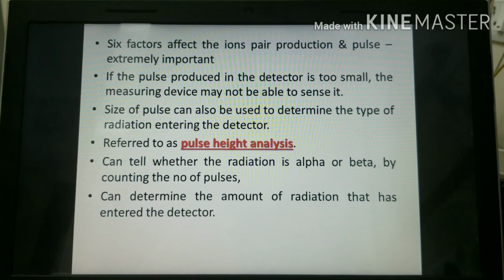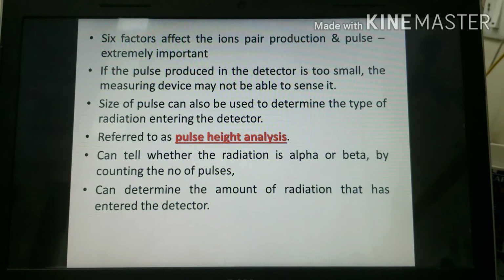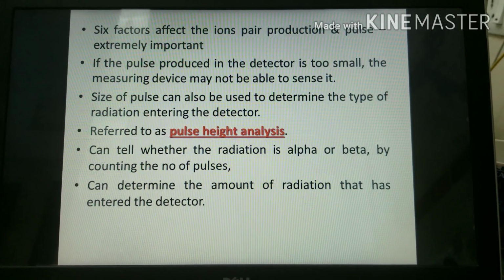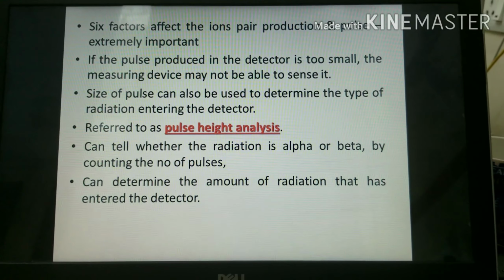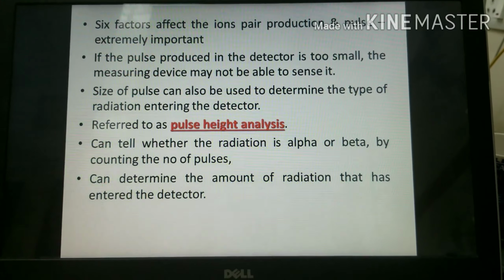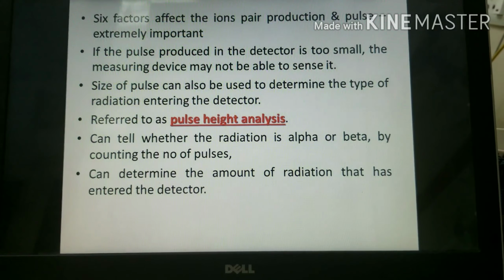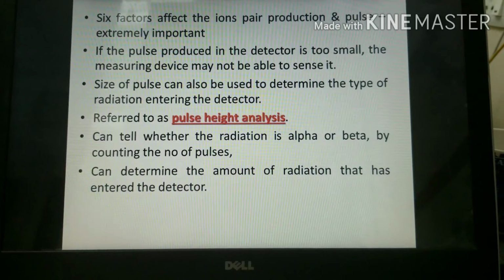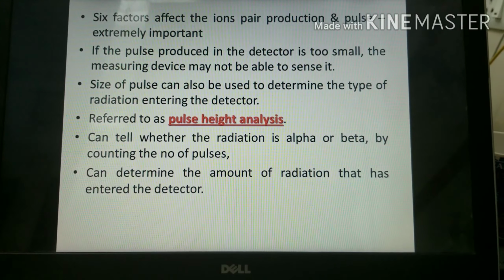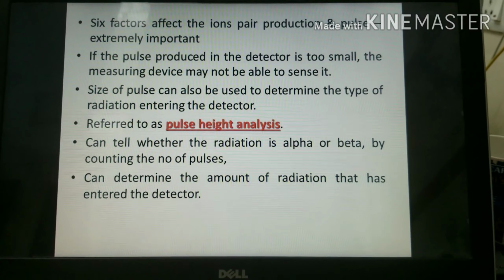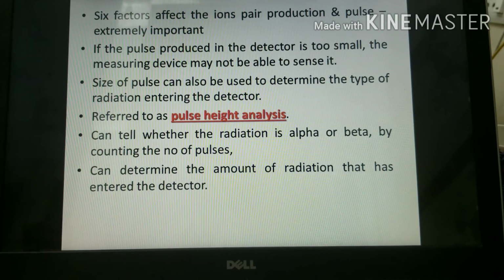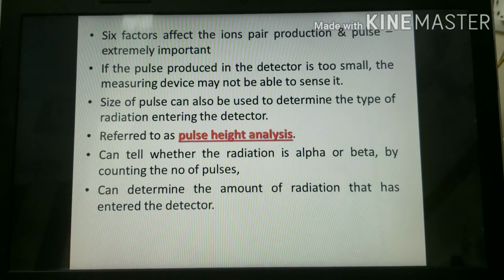So these are the 6 factors that will affect ion pair production and the pulse. This is extremely important. If the pulse produced in the detector is small, then the measuring device will not be able to sense it. The size of the pulse can also be used to determine what type of radiation is entering the detector. That is called pulse height analysis. That will tell us which radiation it is, alpha or beta, by counting the number of pulses. So we can determine from the pulses what amount of radiation has entered the detector.